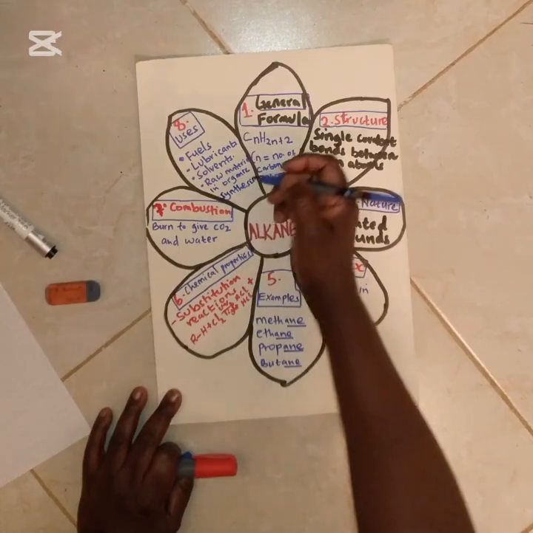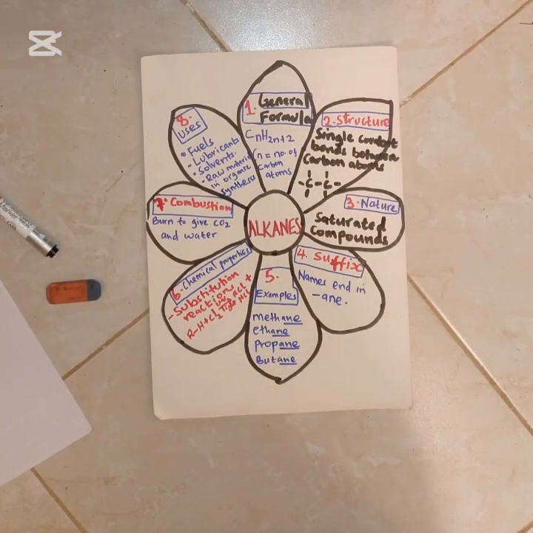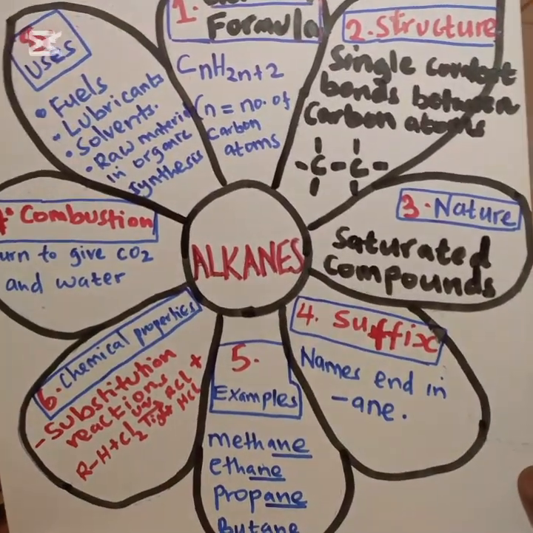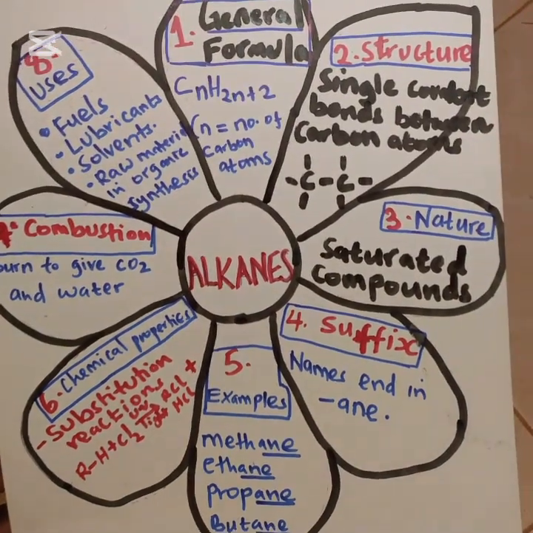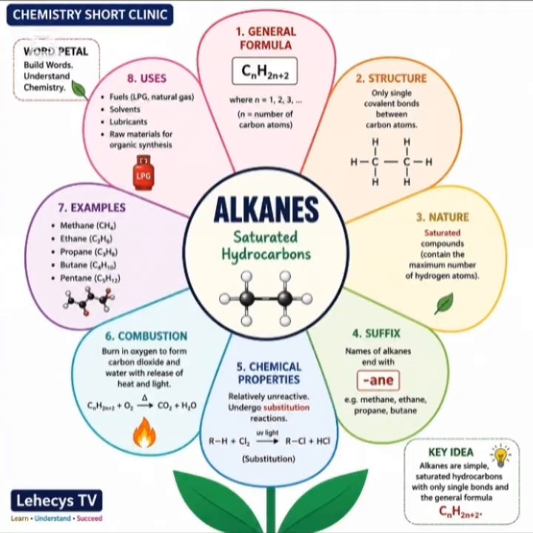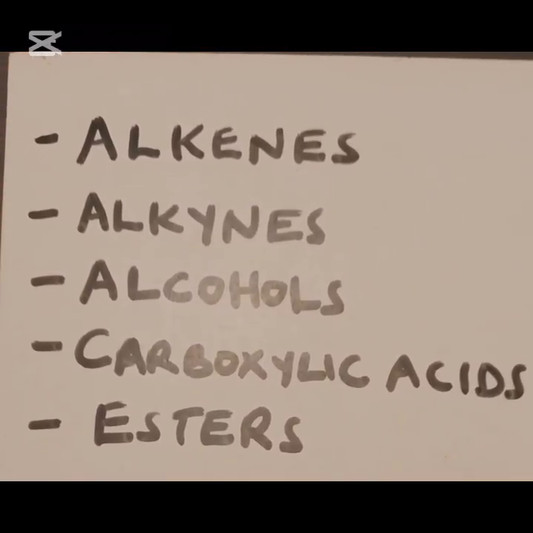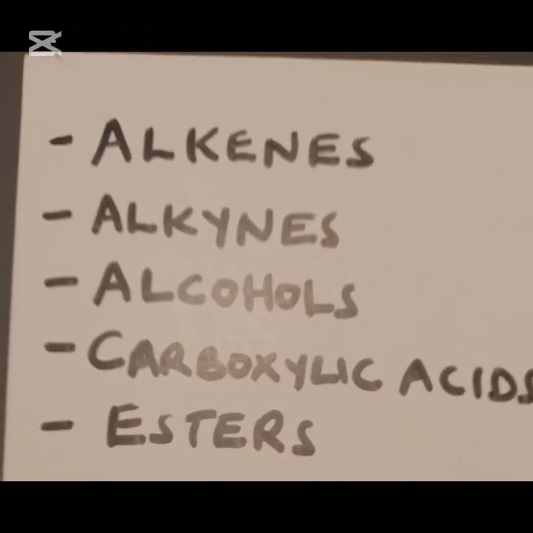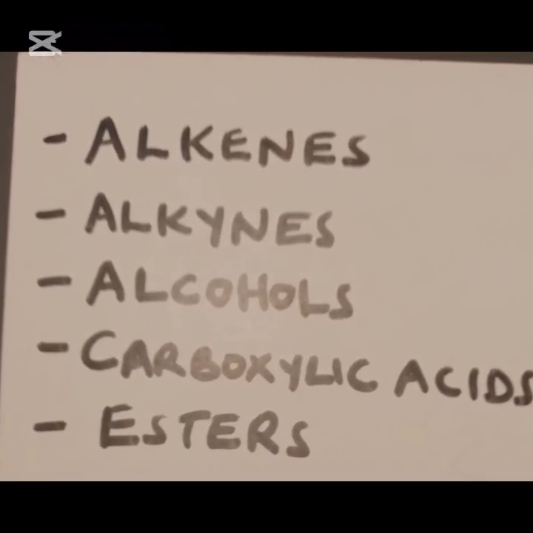Now you can see that by arranging the information like this on petals, like a flower, you don't just memorize chemistry, you understand and remember it more. Try creating your own chemical petals for the other organic compounds such as alkenes, alkynes, alkanols, carboxylic acids, and esters.